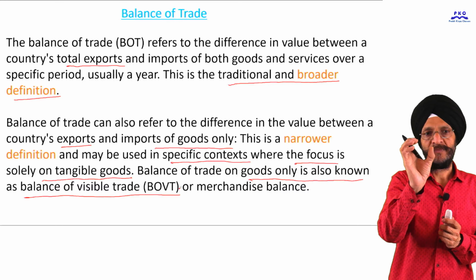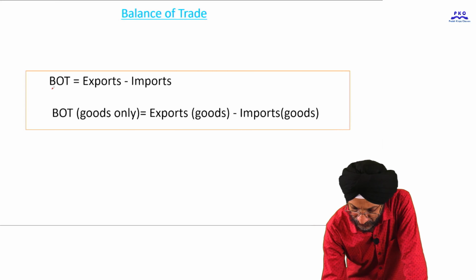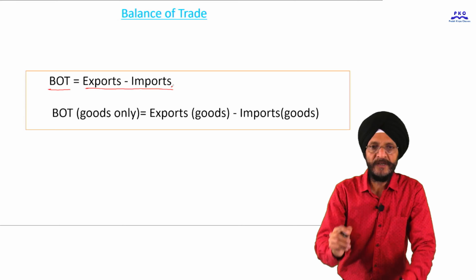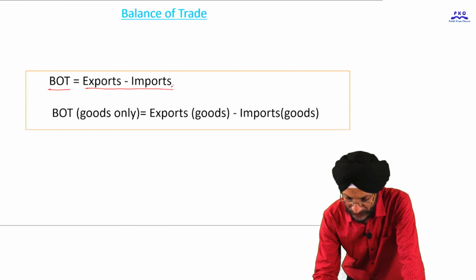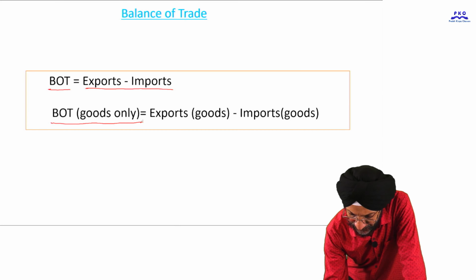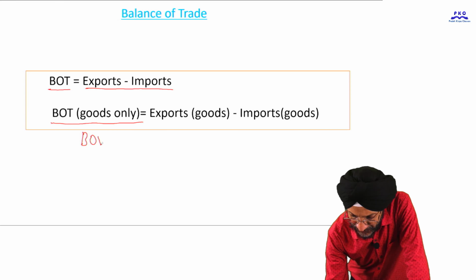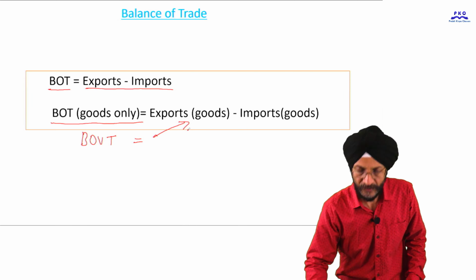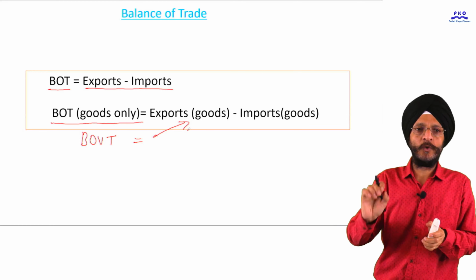Merchandise means goods balance. So here, this is the formula for calculation of balance of trade: exports minus imports. If we take into consideration the narrow definition of balance of trade, then it is written: balance of trade (goods only) is equal to export of goods minus import of goods. It can also be written as balance of visible trade. Here we will only take into account the export and import of goods only.